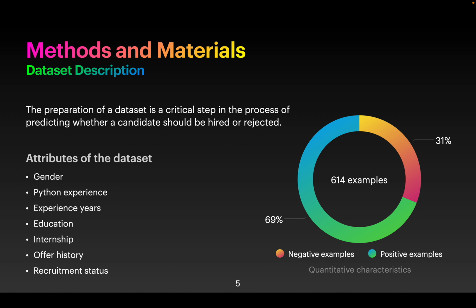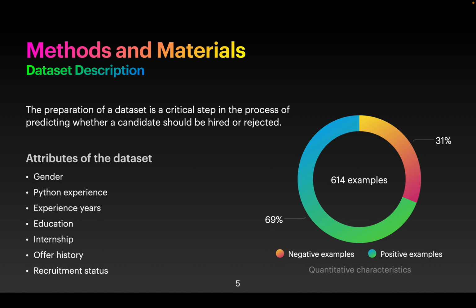Consider the methods and materials used for the experiment. And let's start with the preparation of the data. The preparation of a dataset is a critical step in the process of predicting the suitability of candidates for a job. To solve the problem of hiring classification using machine learning algorithms, it is necessary to collect relevant data on job candidates. This can be personal information about the job candidates, such as their name, age, gender, educational and previous work experience, skills data, feedback and recommendations from previous employers.